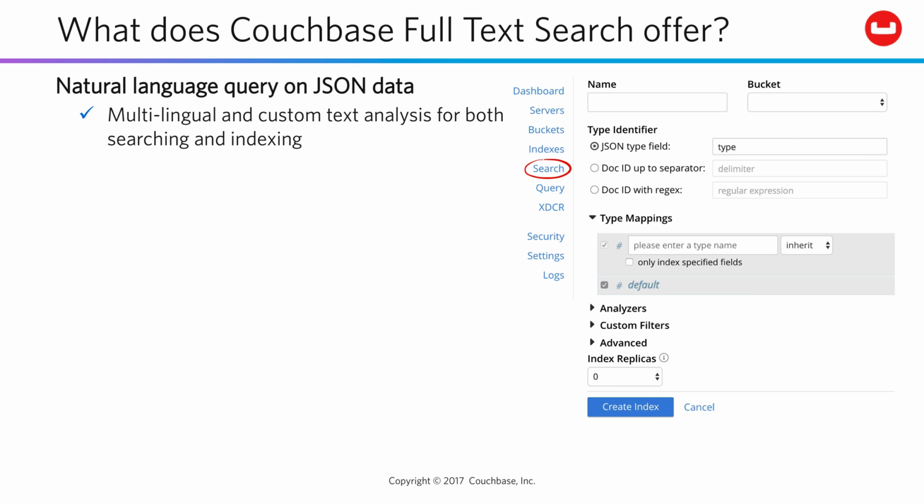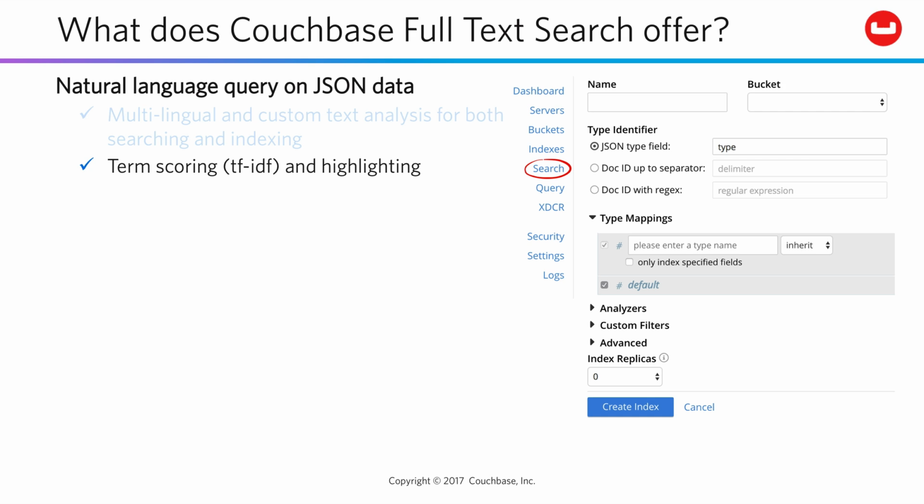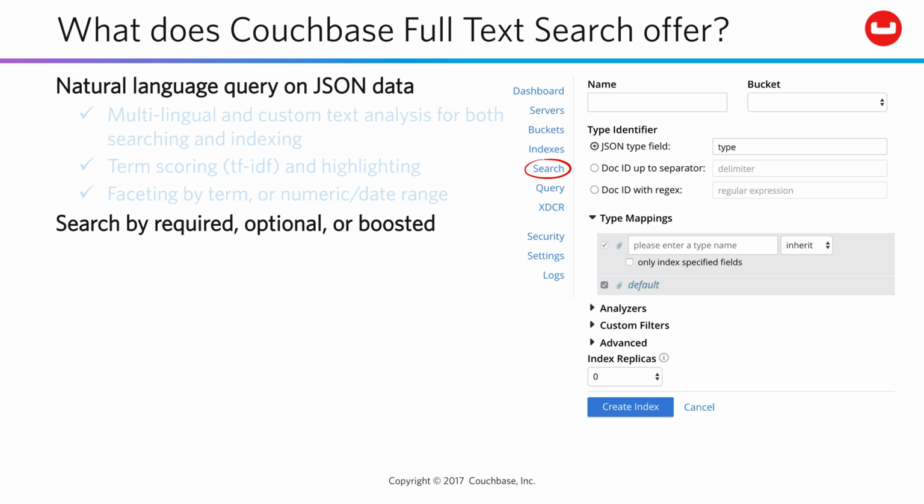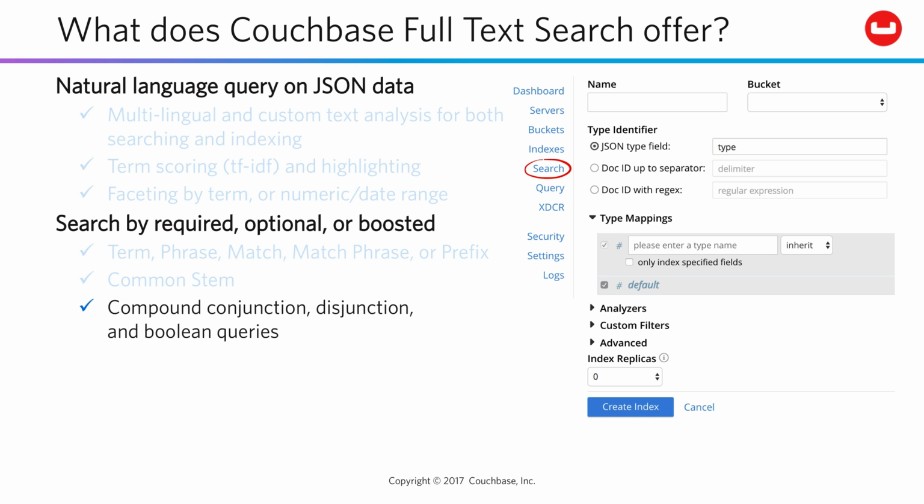We provide multilingual and custom text analysis on both the search and indexing sides. We support industry-standard TF-IDF term scoring and result highlighting, as well as faceting by term or numeric or date range. You can search by required, optional, or boosted terms, phrases, and prefixes, as well as common word stems. You can run compound, conjunction, disjunction, Boolean, and date range queries. All this, and your documents never need to leave your database.